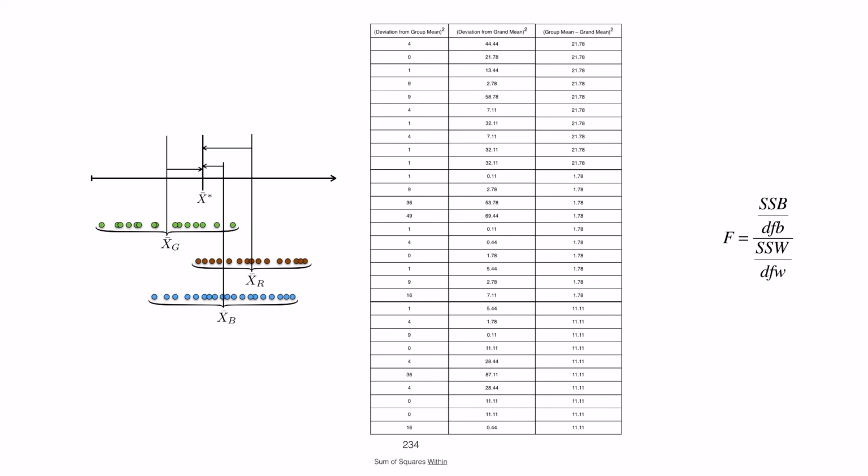If we add all the deviations between the grand mean and the group mean squared, we get a value of 346.67, which is the sum of squares between groups. This corresponds to the between group variation that we saw earlier.